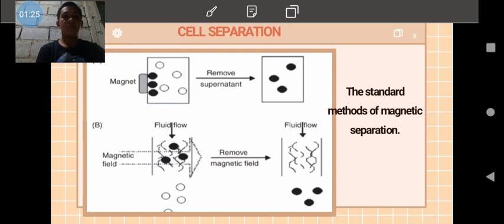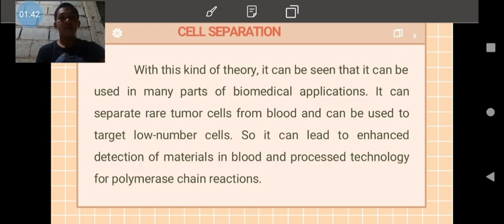The standard methods of magnetic separation. So you can see the magnet, and remove supernatant to fluid flow, then fluid flow, remove magnetic field, and so on. With this kind of theory, it can be seen that it can be used in many parts of biomedical applications.